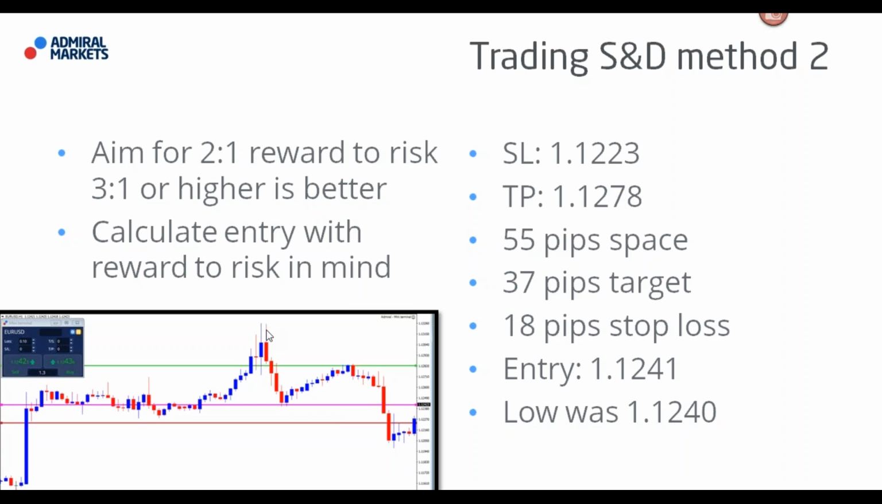With a stop loss at 112.23, we can add 18 pips to that, and we would arrive at an entry of 112.41. That could be a pending order. This is a pending example actually, so let's stick to a pending for the moment.